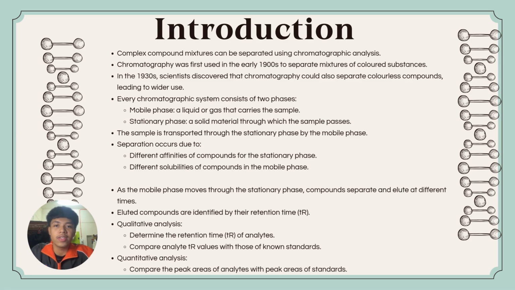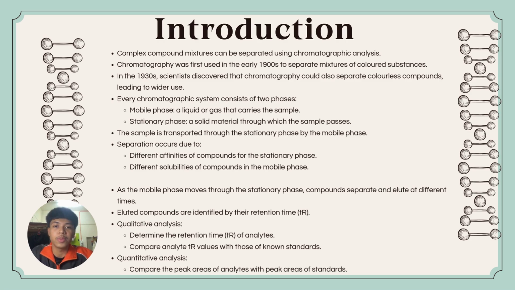A mobile phase and a stationary phase are the two phases present in every chromatography apparatus. A sample is transported through a solid stationary phase by a liquid or gas known as the mobile phase. Due to variations in the mixture's affinities for the stationary phase and solubilities in the mobile phase, the compounds will be separated as the sample in the mobile phase moves through the stationary phase.